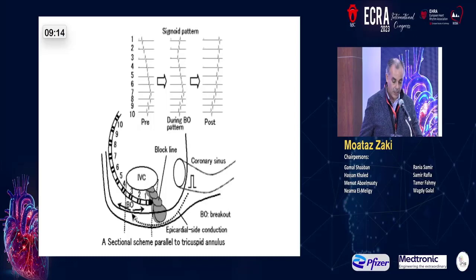and then it breaks out from the epicardium to the endocardium, distal and lateral to the conduction line of block that we have created. And then it propagates in what seems to be a focal manner, orthodromically and then antidromically, and continues the cycle, thus creating that sigmoid pattern.